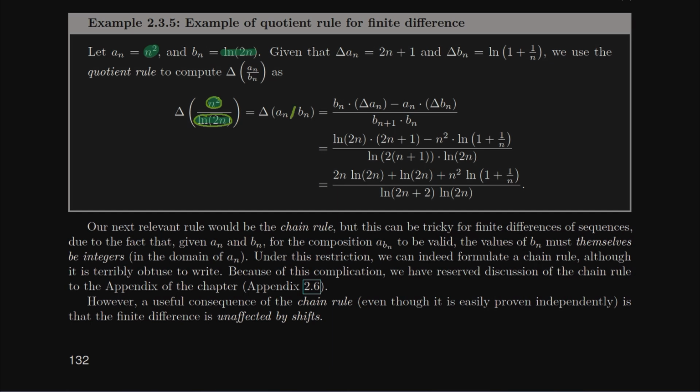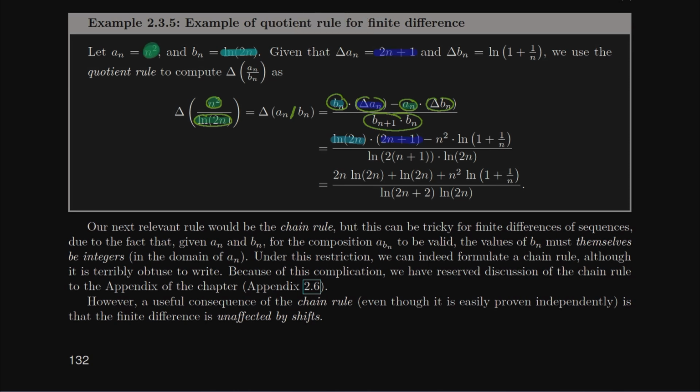So we have delta of a_n divided by b_n. Well, what is its rule? It has to be b_n times delta a_n minus a_n times delta b_n, all over b_n plus 1 times b_n. And so we just identify each of those terms in the rule. b_n is identified as log 2n, so I include log 2n. Delta a_n is identified as 2n plus 1, so we have 2n plus 1.